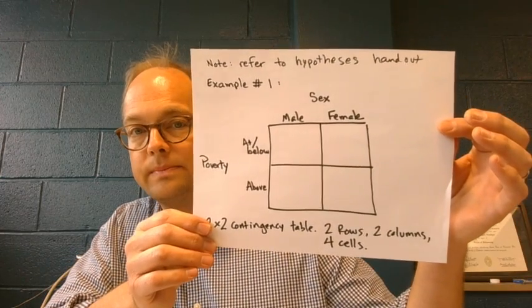So first, if you'll recall, the null hypothesis for example number 1 is, and I'll just read it, sex measured as male-female is not related to, is independent of income measured as at or below the poverty line. That was one category, and above the poverty line is the other category. If we were to set up that hypothesis in a contingency table format, it would look like this.